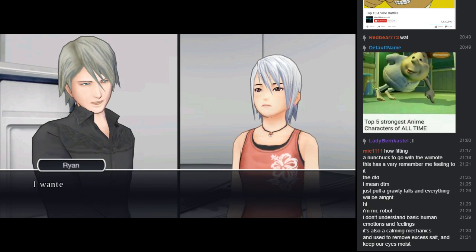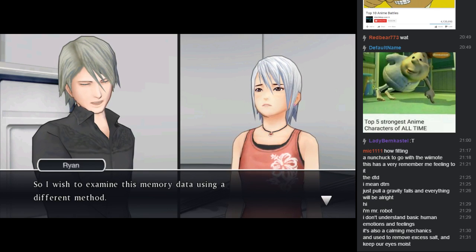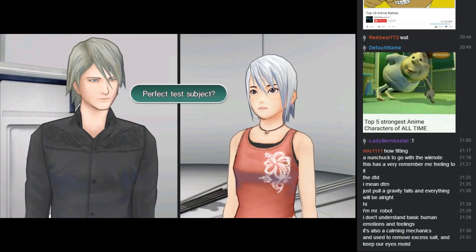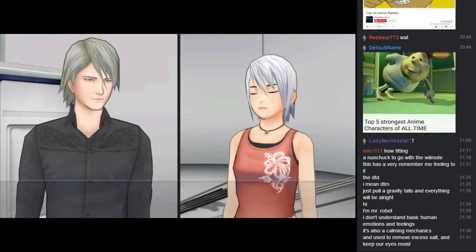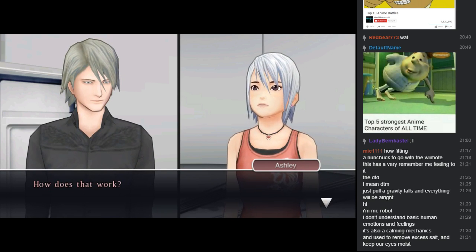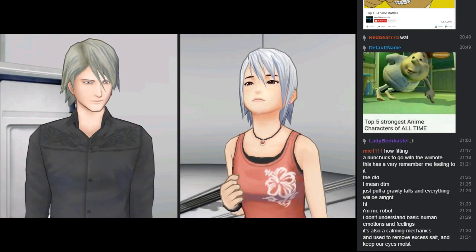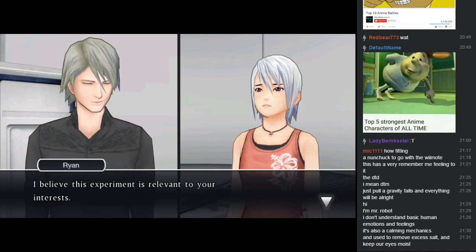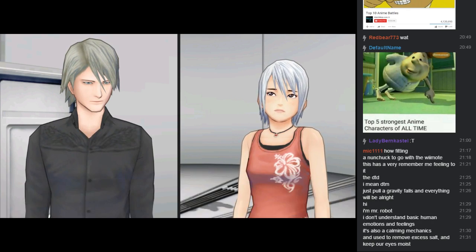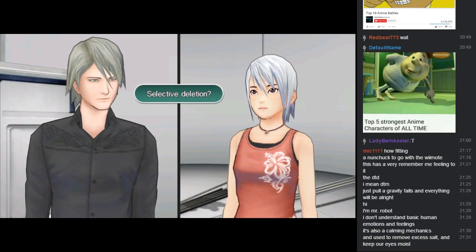This is merely an old data sample, memories extracted. Wanted to find out what was in it, but apparently the memories can't be read directly from the fluid. And so we're going to use a test subject for a memory override experiment, implanting Sayaka's memories into her mind. How does that work? Well, we're not going to listen to the specifics because, you know, they don't actually exist, but apparently her memories are going to be replaced with Mom's memories. The memory deletion will be selective deletion.